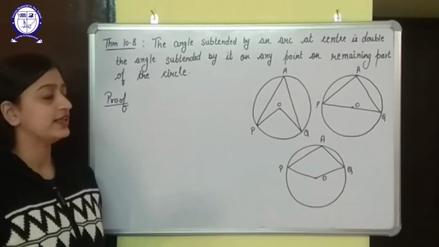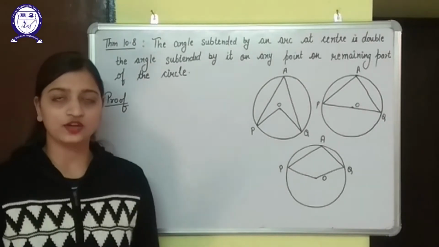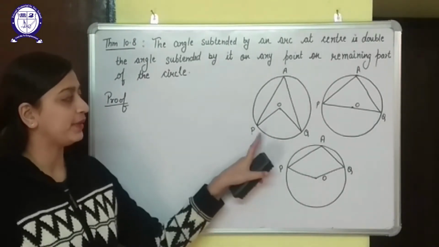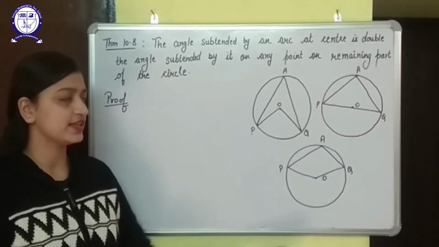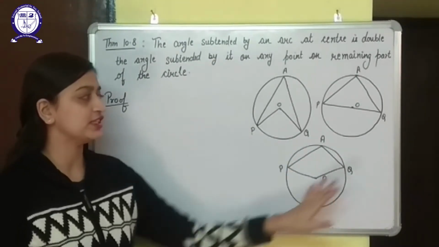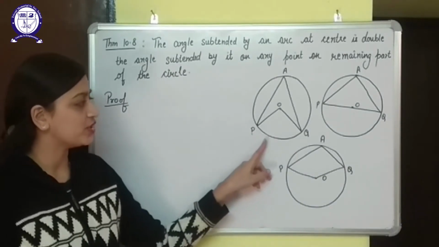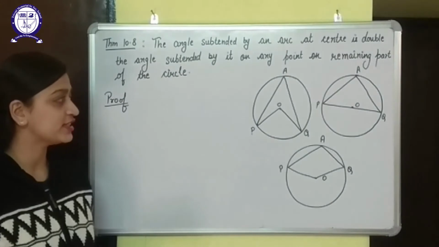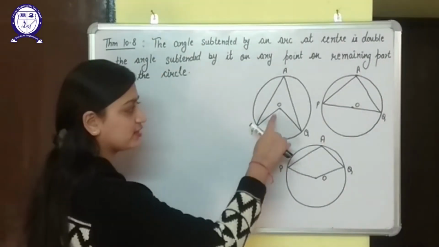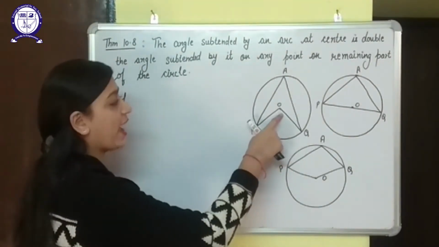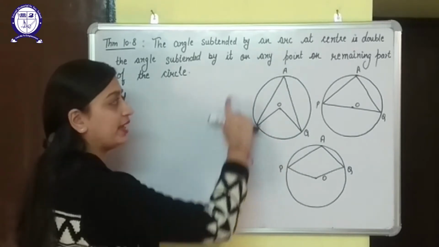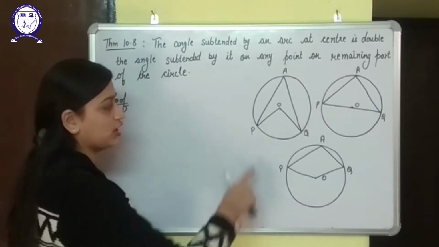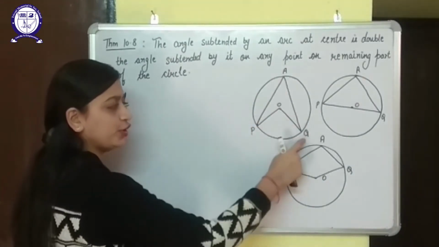The question says, suppose there is an arc of any circle. In this theorem, we are taking the arc PQ. There are three cases. The figure can be of these three types, and PQ is the arc which is making two angles. The first angle is with the center, that is this angle POQ, and the second angle is with the remaining part of the circle, that is on the boundary of the circle. So the angle is angle PAQ.